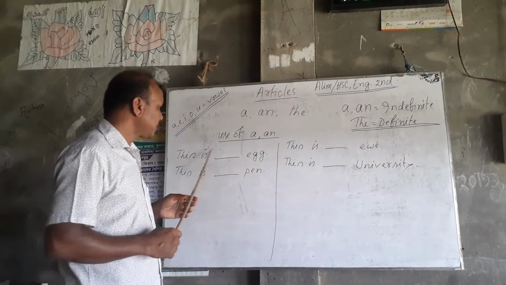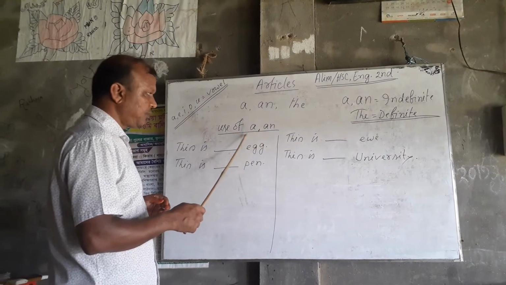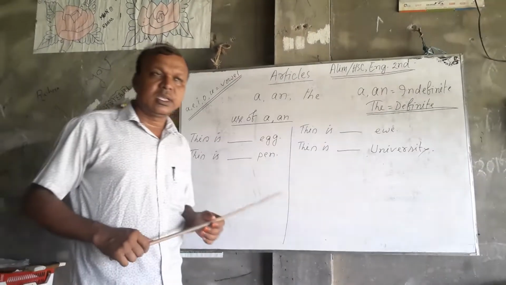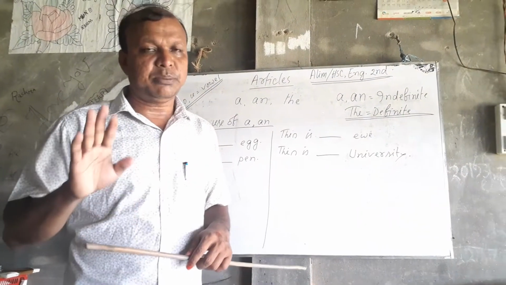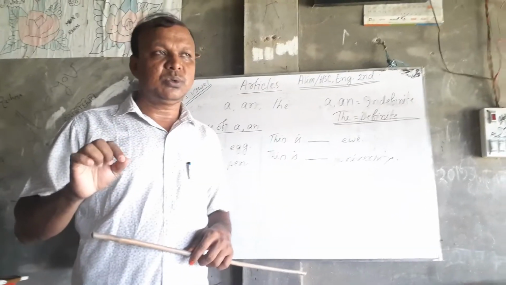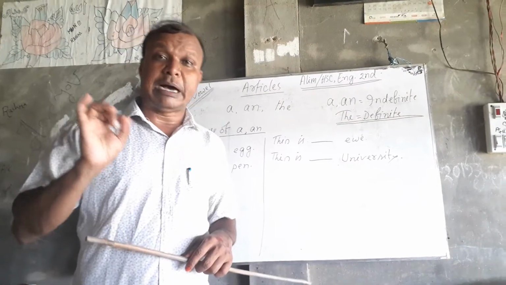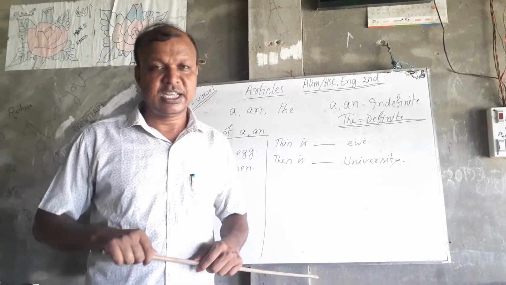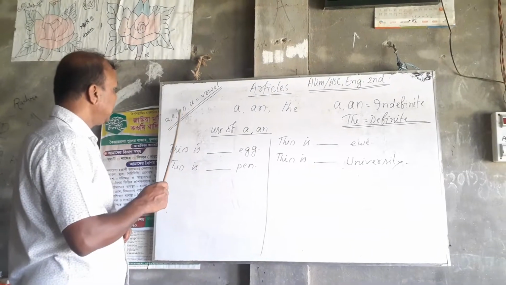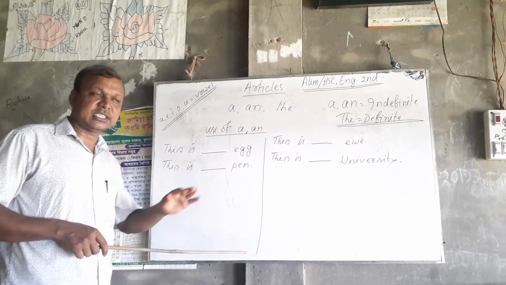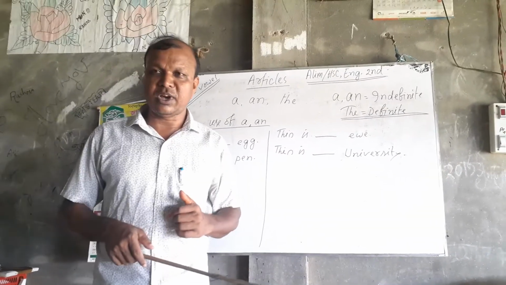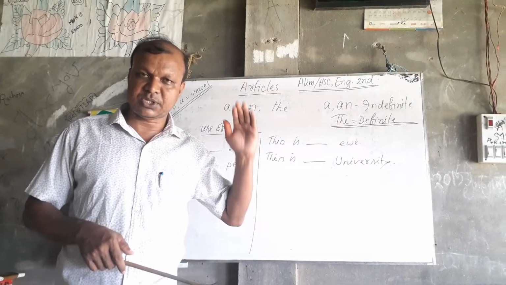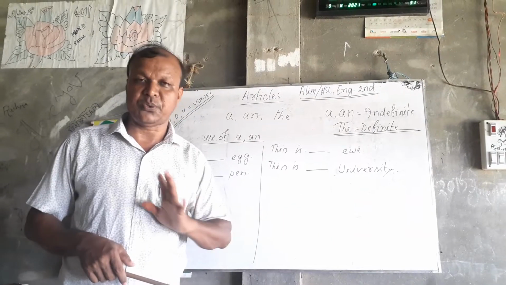Dear learners, use of articles, use of A and An. If you want to learn articles, you have to remember that you should have well knowledge of vowels and consonants at first. Everybody knows about vowels and consonants. Vowels are A, E, I, O, U, and the other 21 letters are consonants, except A, E, I, O, U.